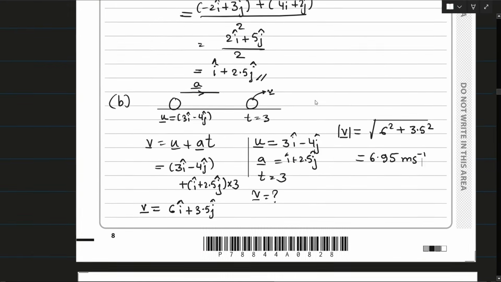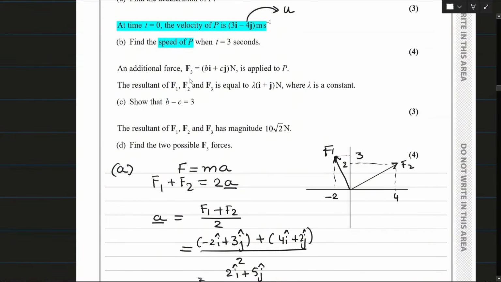We can now move on to our part C. We can see that for part C, we have some additional information. So it says in the question that there is an additional force. The additional force is called F3, and F3 is given as Bi plus Cj. And this force is also applied to our particle. It is also given that the resultant of the three forces is equal to lambda i plus j newtons, where lambda is a constant. In part C, we have to show that B minus C is 3, where B and C are the coefficients of F3.